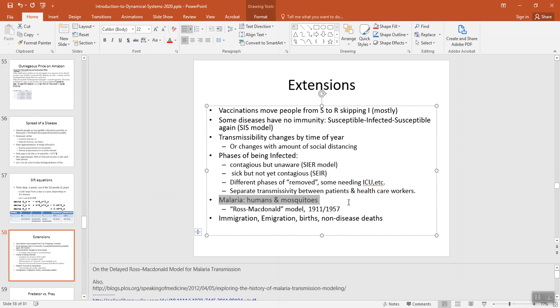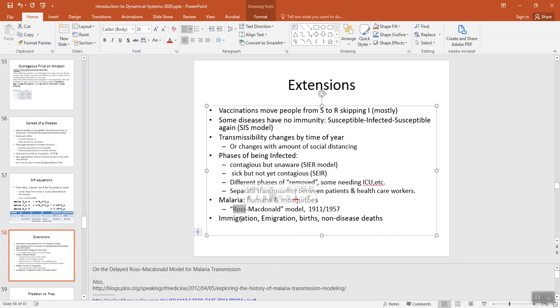Malaria is an interesting case because not only do you have to track how many humans are infected, but also how many mosquitoes are infected. Probably the same with other mosquito viruses like Zika or dengue. So the classic model for that is Ross-Macdonald. You might have noticed this is the same as my last name, but I don't think I'm related to that person.